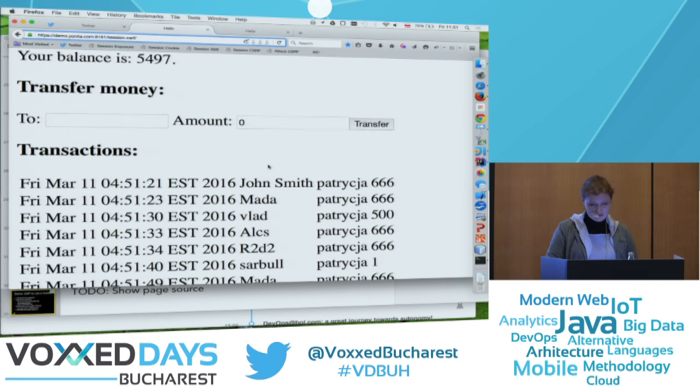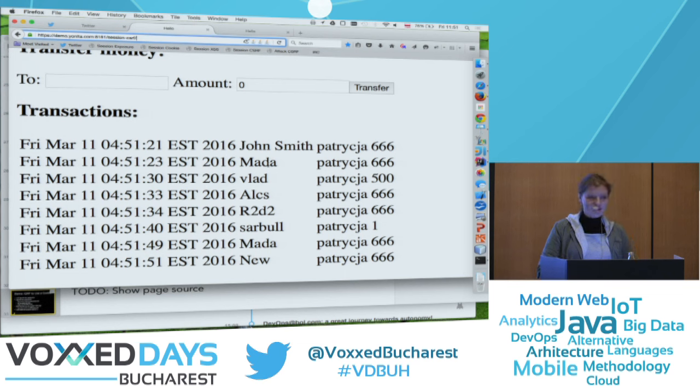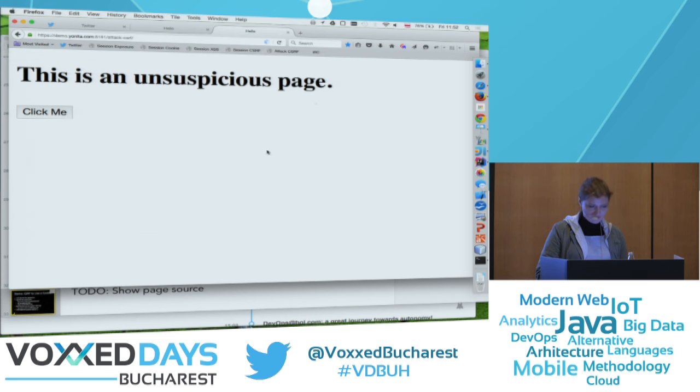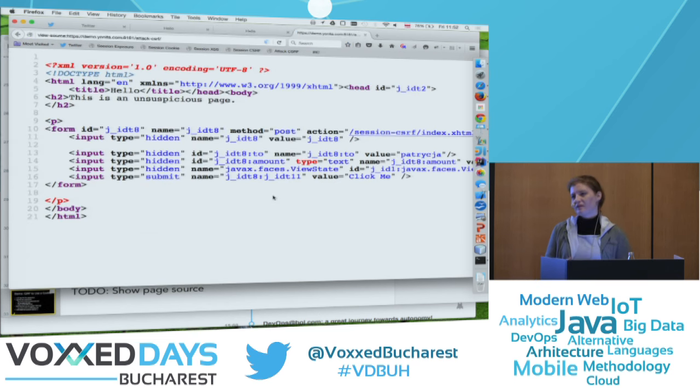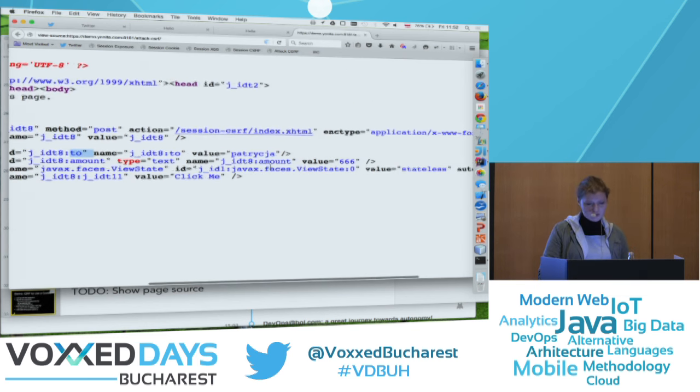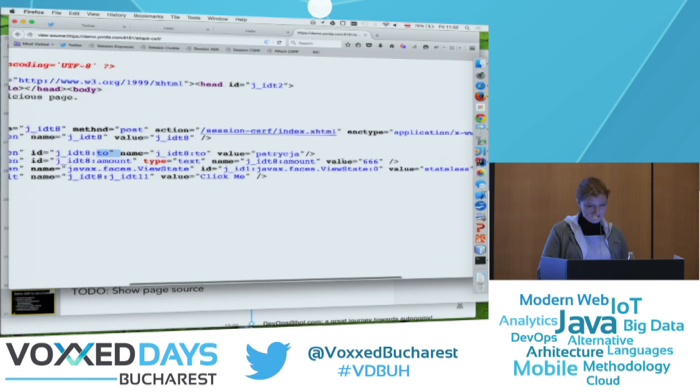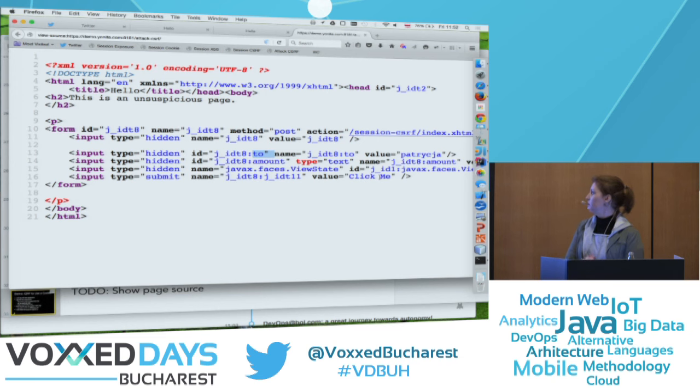Yes, exactly. I've got a lot of money transferred from your accounts. 666, all those 666 are from you and from my unsuspicious page. Let's take a look at the page source. You see a hidden form here, right? With predefined values, like the recipient is set to Patrycja and amount is set to 666. So if you clicked the button, click me, in the background, the POST request with predefined values has been sent to my server and the money has been transferred to my account. That's exactly how cross-site request forgery works.